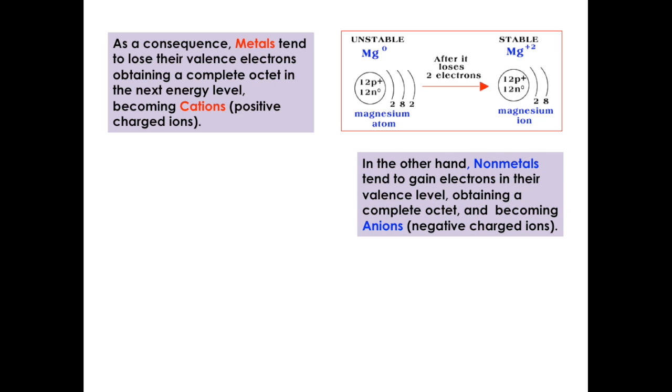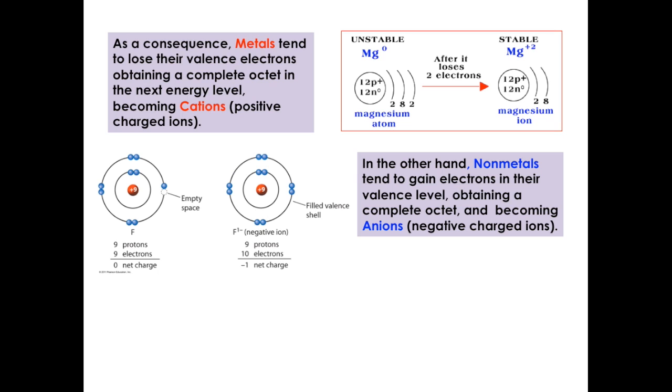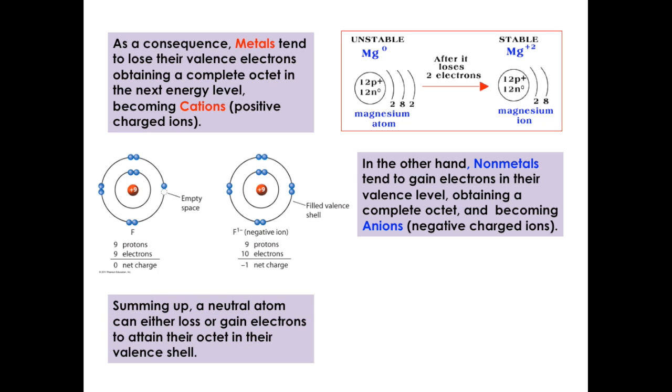On the other hand, nonmetals tend to gain electrons in their valence shell, obtaining a complete octet and becoming anions, or negative charge ions. In the example, we can see fluorine that is unstable because it's missing 1 electron, and by gaining it, it achieves the octet, getting a charge of negative 1. Summing up, a neutral atom can either lose or gain electrons to attain their octet in their valence shell.